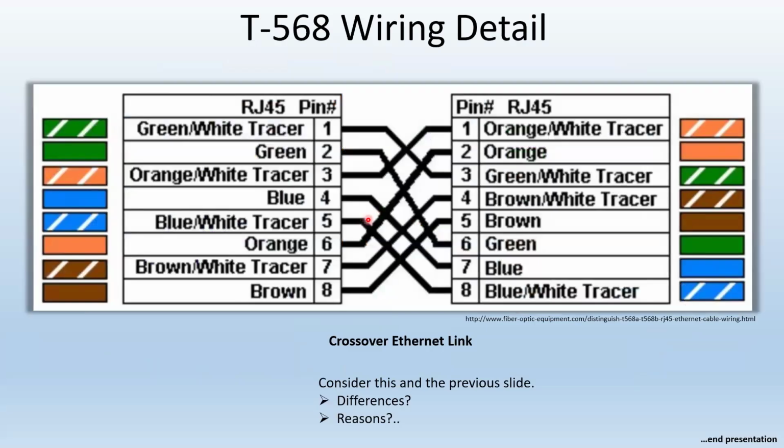Now, beginning with Cat6, all four pairs are being used, which means you have to cross the oranges and the greens, and you also have to cross the browns and the blues. Mystery solved. That's why you're going to see different pictures. Cat6 and up, all four pairs are being used. Up to Cat5e, only two pairs are being used.